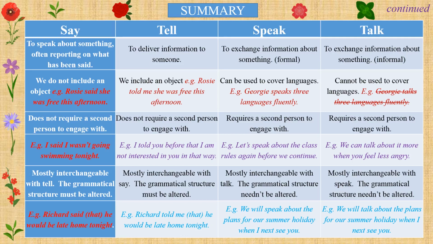We use the verb speak to exchange information about something. This is formal. The verb speak can be used to cover languages. Example, Georgie speaks three languages fluently. We use the verb talk to exchange information about something. This is informal. The verb talk cannot be used to cover languages. For example, Georgie talks three languages fluently. This is incorrect.